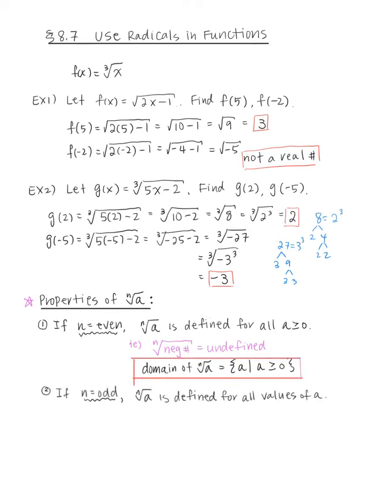Now the second case is if n is odd, for example cube root or fifth root, nth root of a is defined for all values of a. So there's no restriction on the radicand. So in this case, a can be positive, a can be 0, or a can be negative. So in this case, the domain of nth root of a, if n is odd, is the set of all a values such that, that bar means such that, a is all real numbers.